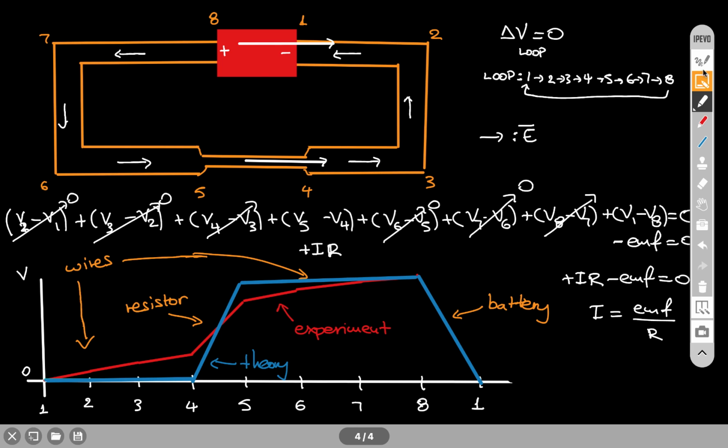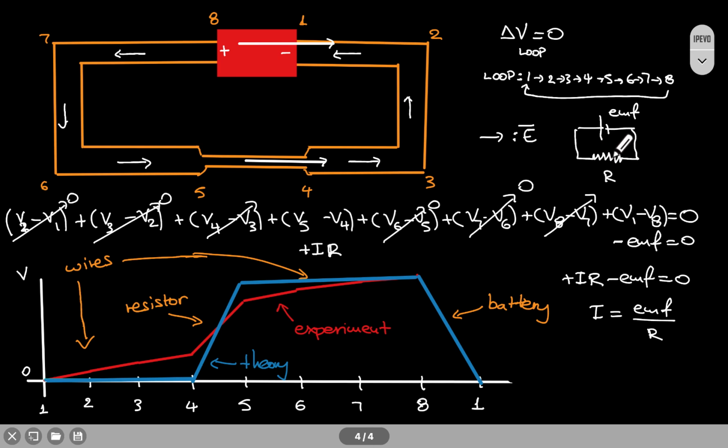I want to show you what this will look like with using that's an ideal battery, EMF, that's the resistor. This is the circuit that I just worked with. The battery, the positive side to the left, the negative to the right, and the resistor. And for this simple circuit, when you apply Kirchhoff's loop rule, you get plus IR minus EMF equals 0.